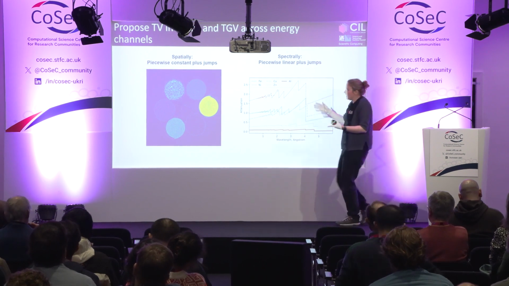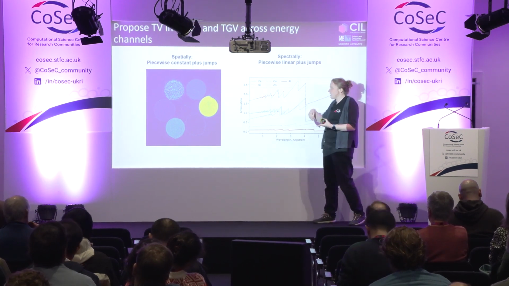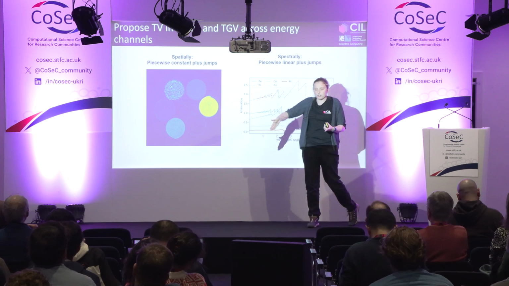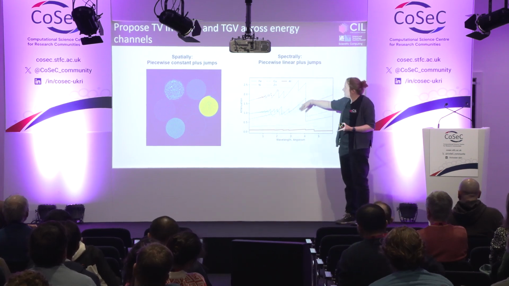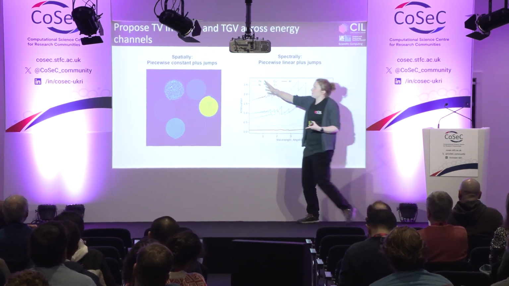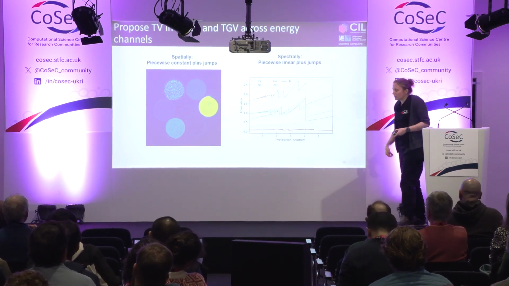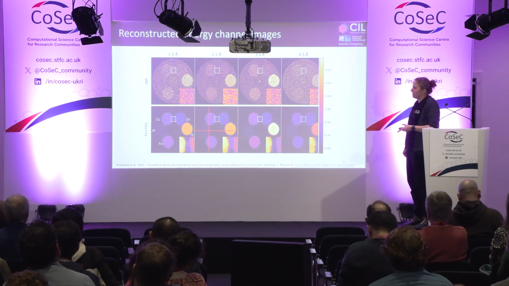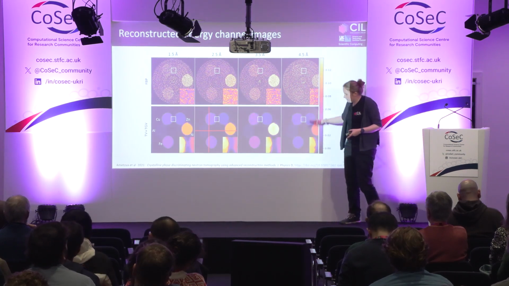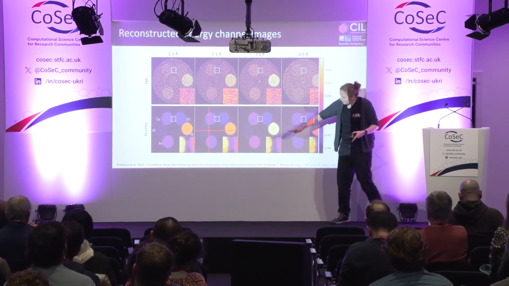And we do something similar in the energy channels. We say this time we don't want things to be piecewise constant with jumps. We want things to be piecewise linear with jumps. And we do this by something called TGV, which is total generalized variation. So adding in these 2 bits of extra information, we get a much better reconstruction. The paper's down here if anyone's interested.